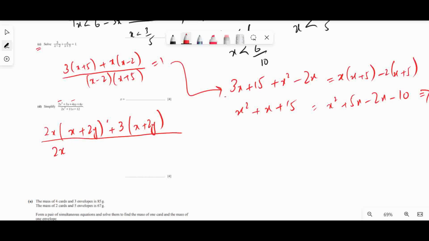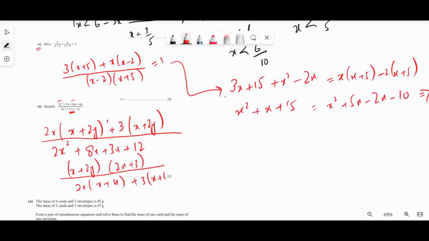So 2x square plus 11x plus 12. How can we factorize this one? We need 24. So 24 means that this must be 8x plus 3x, 12. Now this is basically the midterm breaking, because 11x can be written as 8x plus 3x. Now we need to take common. So x plus 2y times 2x plus 3, and in the denominator you can take 2x as common, so x plus 4, plus 3 is common.